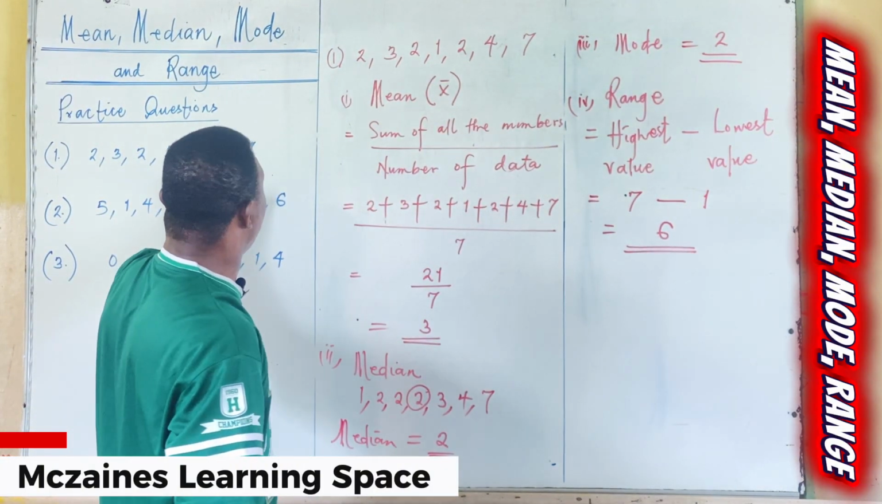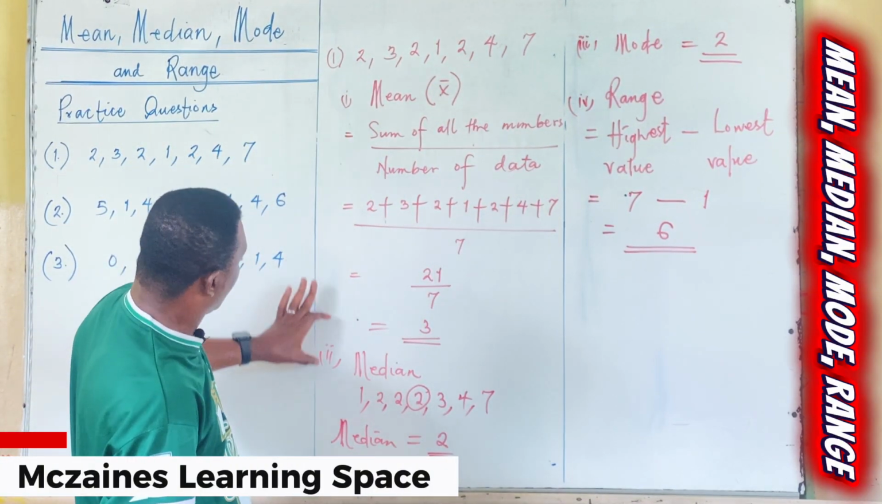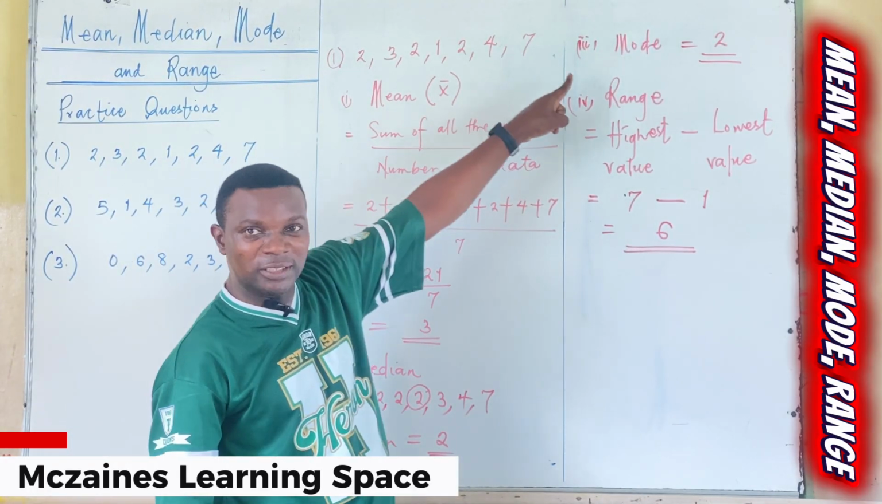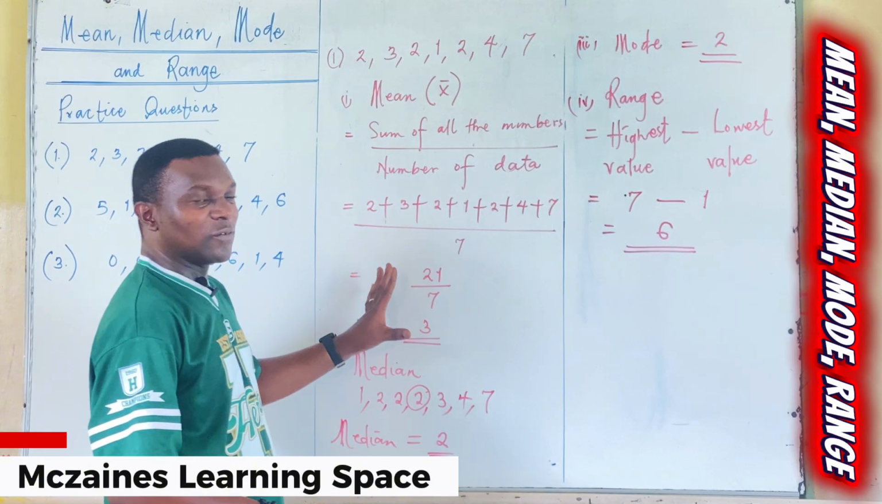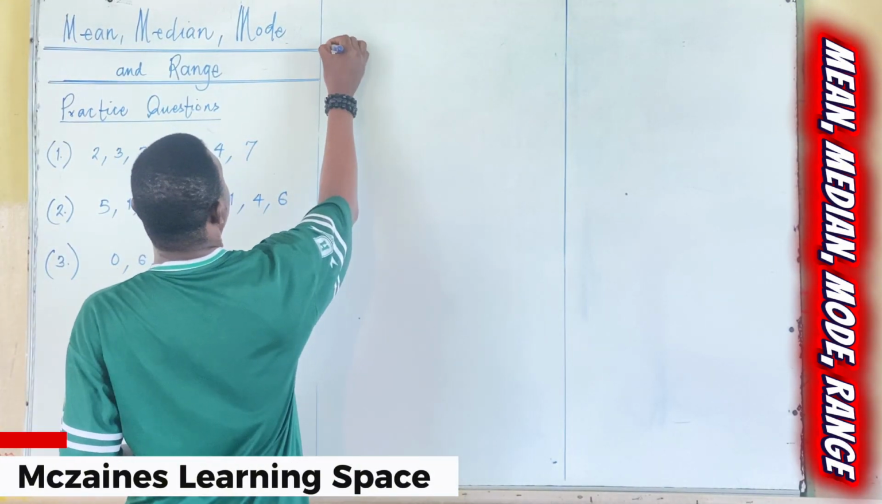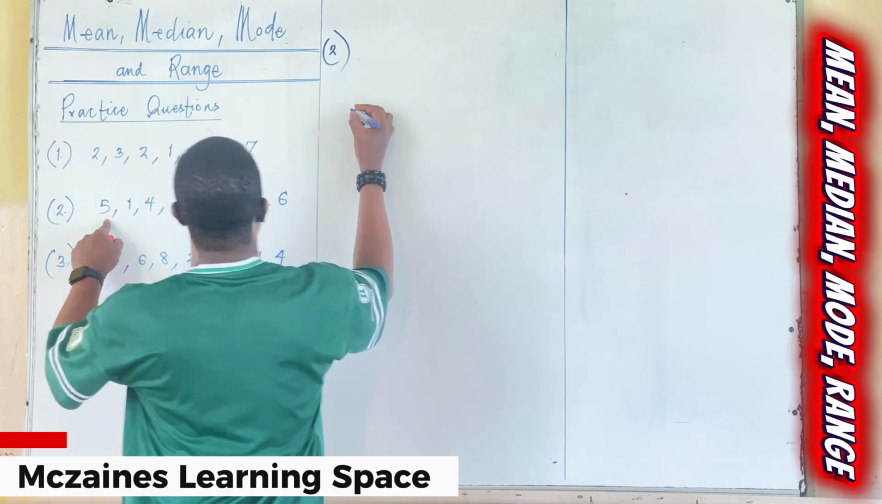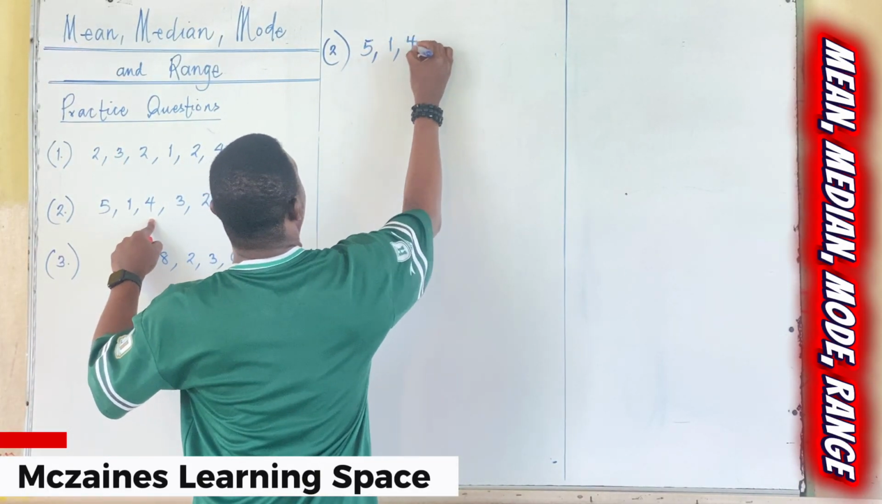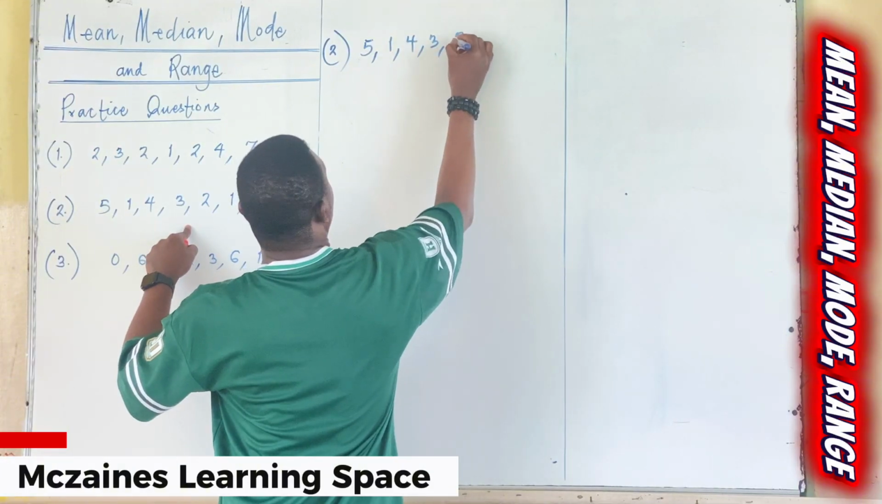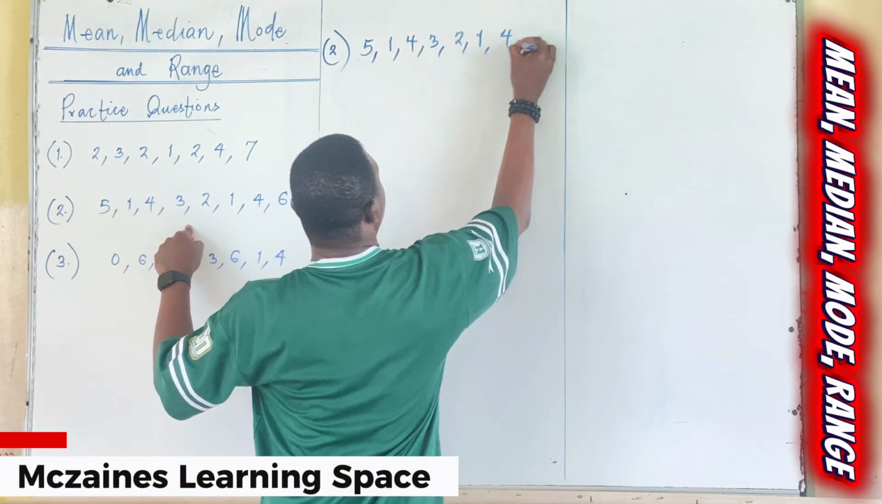So, for question number 1, we've done the mean, we've done the median, we've done the mode, we've done the range. So, take note of this. As we continue, question number 2. I'm going to write the question out. So number 2 question, we have 5, 1, 4, 3, 2, 1, 4, 6.